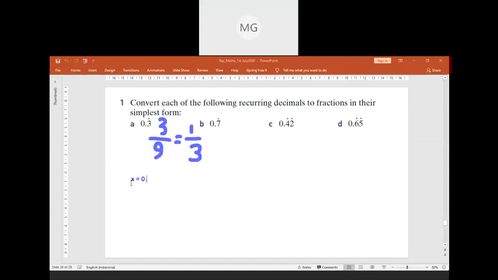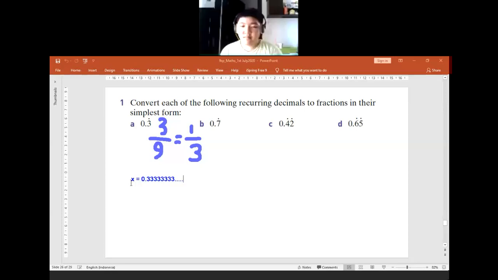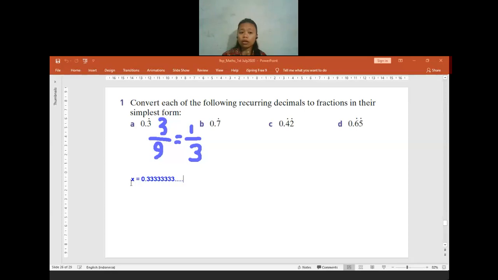0.3333. Okay, Mike, you can be quiet for a while. I'm going to talk with all of your friends. Is there anyone who gets confused about x being equal to 0.33333? There is a dot at the top of number 3, so it means the number 3 will keep going on. It will never stop. So it will be 0.3333 and so on.